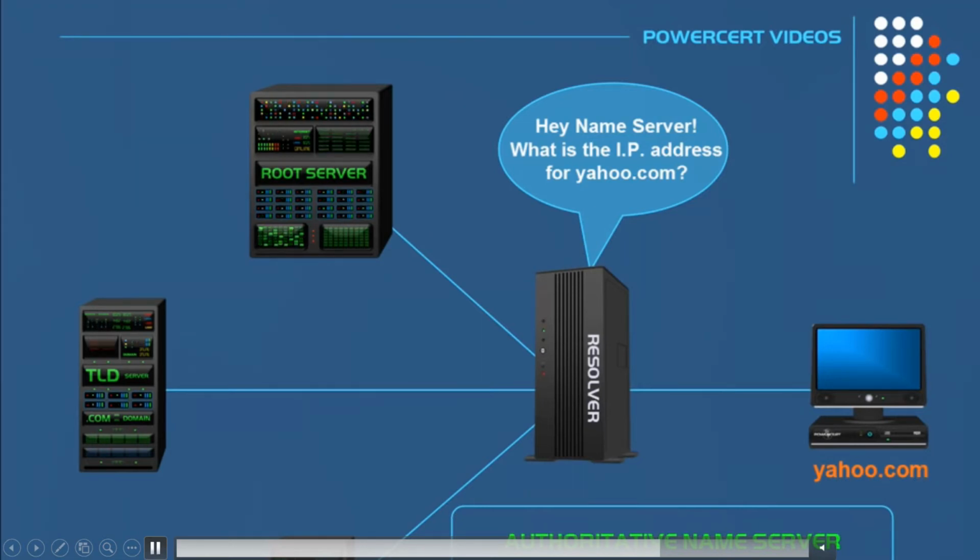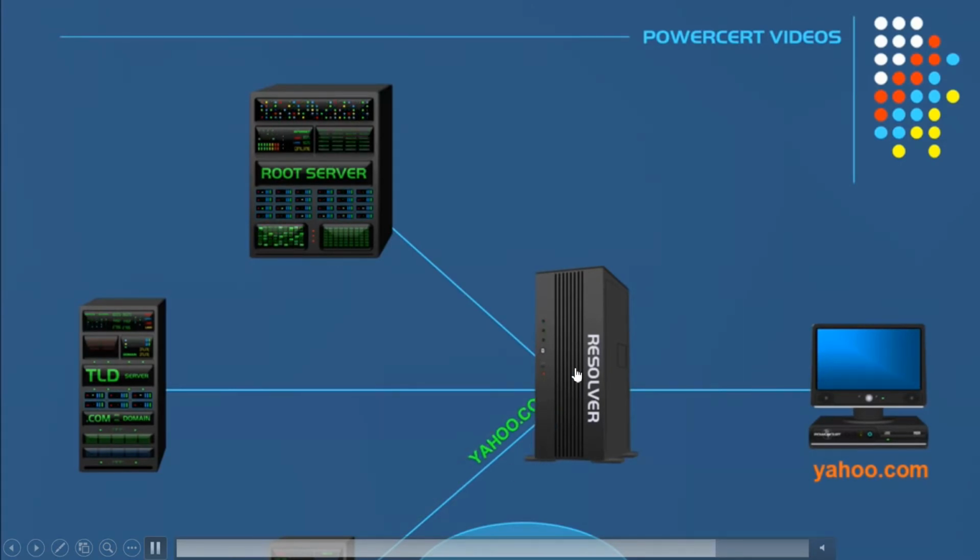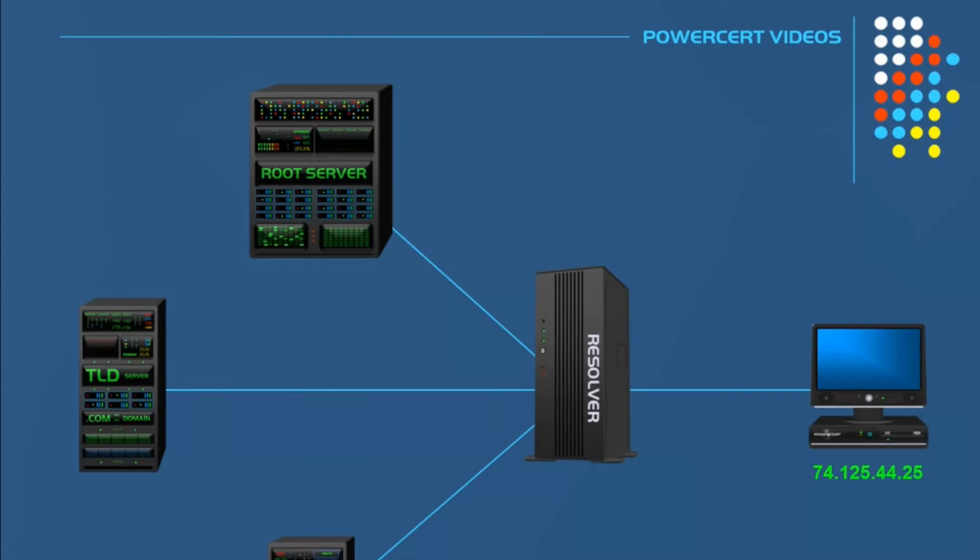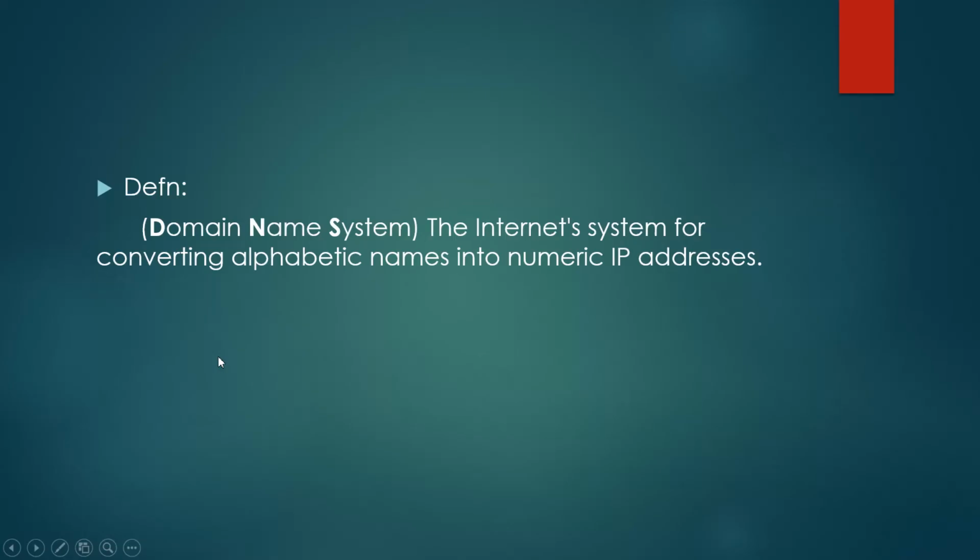Then it sends this IP address to the local server. Then this local server sends it to the client. Using this IP address, the client can access the yahoo.com server. In this way, the DNS system works. The domain name server acts as a phone book in which IP addresses are referred to using names. The definition: domain name system is the internet system for converting alphabetical names into numeric IP addresses.